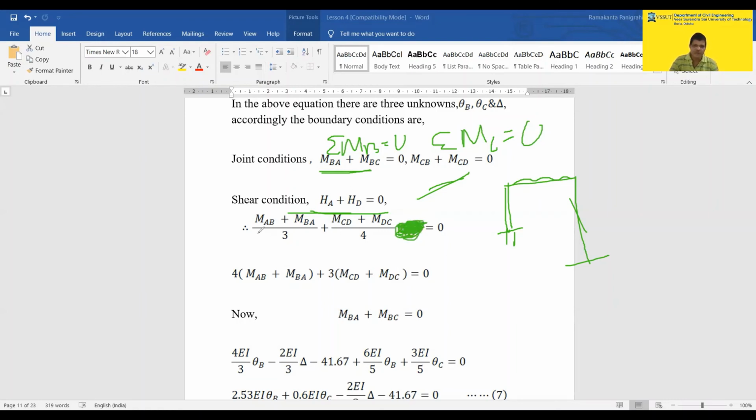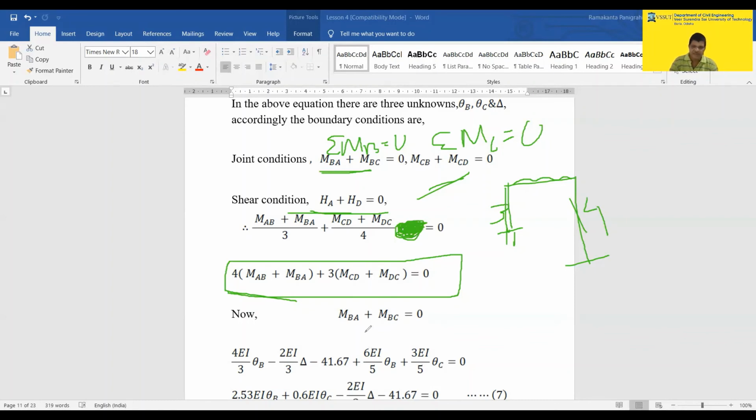So now HA is equal to MAB plus MBA by 3, assuming both are clockwise. HD is equal to MCD plus MDC by 4. This is the 3 meter height, and this is the 4 meter height. Now if you write it, it comes like this. So this is the equation we are now getting, and if we try to solve it, you can find the values.